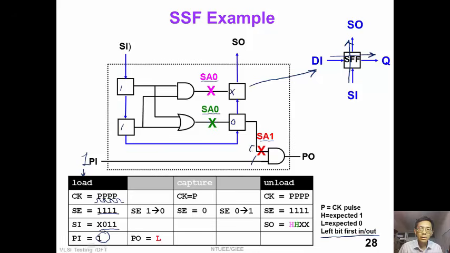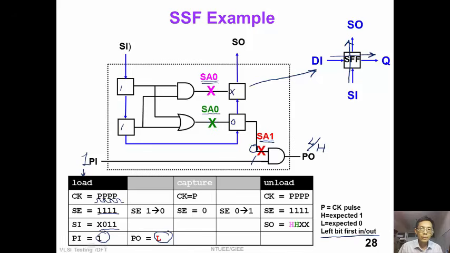After that, we can now detect this red SSF1 fault by observing the primary output. The good output should be 0, which is represented by letter L. If we observe a logic 1, then we detect the fault. So, how can we detect the SSF0 fault?